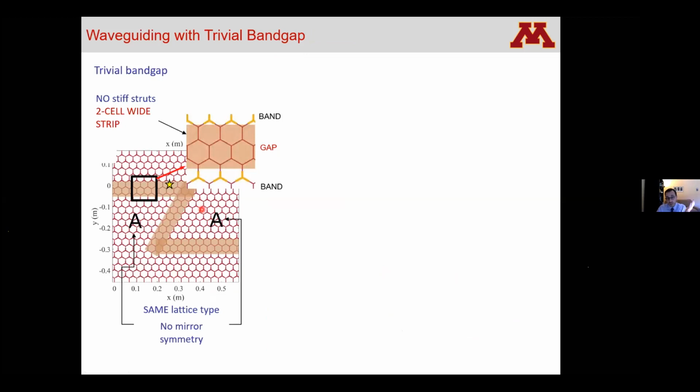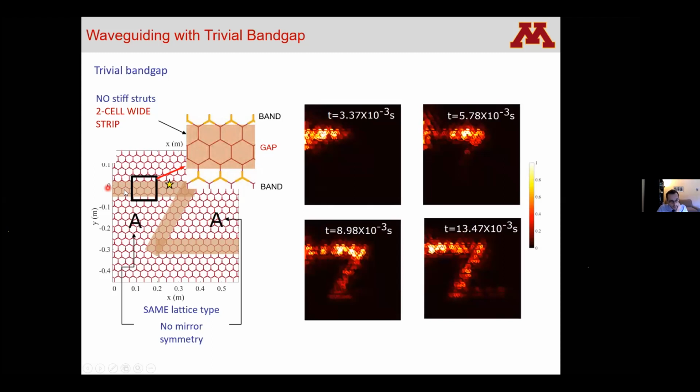To appreciate how this is different from a trivial configuration, let's look at a trivial bandgap. Here I have the same lattice, but I have lattice A on both sides of the interface. So here I have a path where I am considering all the thin beams, but the important thing is that I have the same lattice type on both sides. And you see that in this particular case, I can also propagate along this path, but unfortunately, I have strong backscattering from this corner. You see that as the wave reaches this corner, a lot of it bounces back, while very little makes it past the corner.